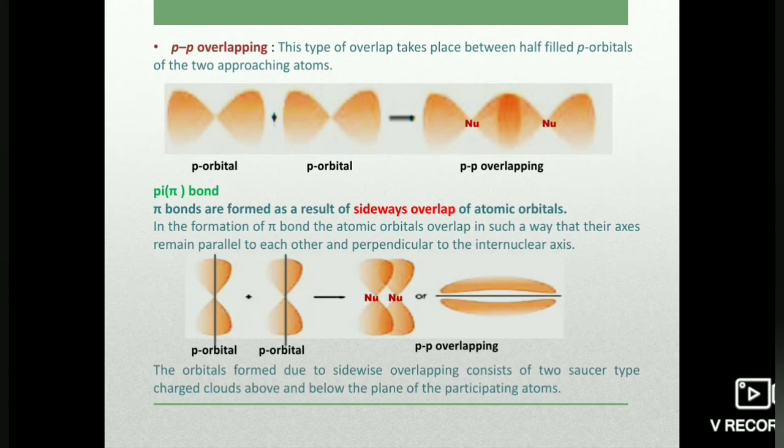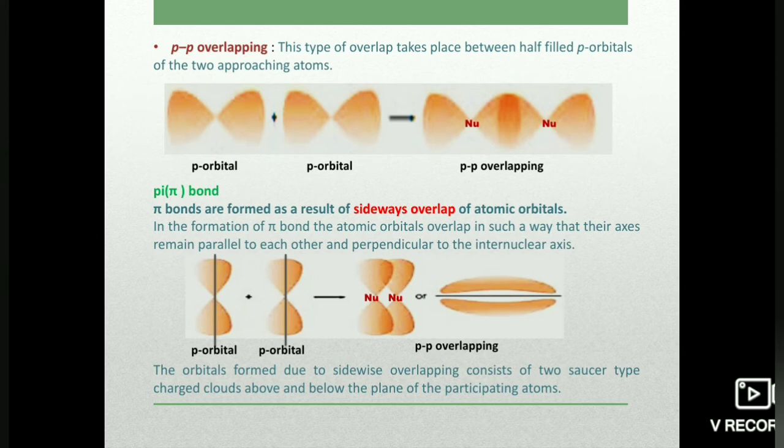The pi bond that has formed now consists of two saucer-shaped negatively charged clouds. We can see here, these are negatively charged clouds above and below the plane of participating atoms. But in case of sigma bond, not pi bond, the negatively charged cloud is symmetrical about the internuclear axis, whereas in case of pi bond it is present above and below the plane.